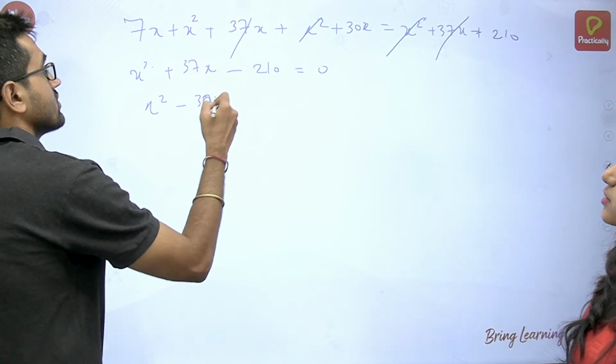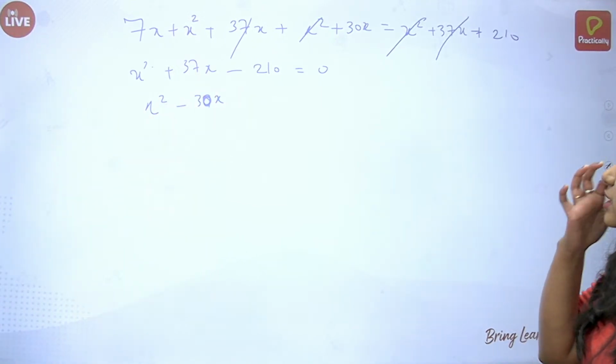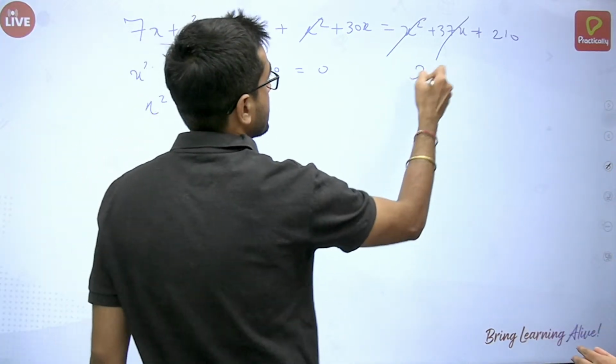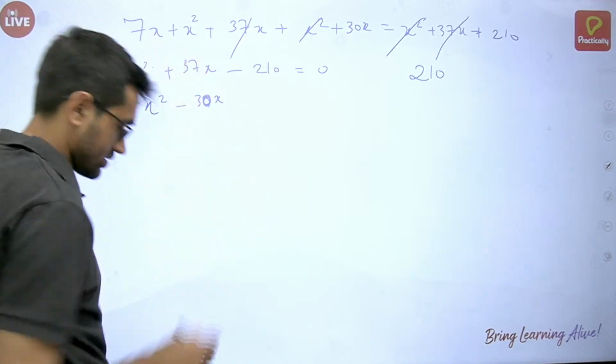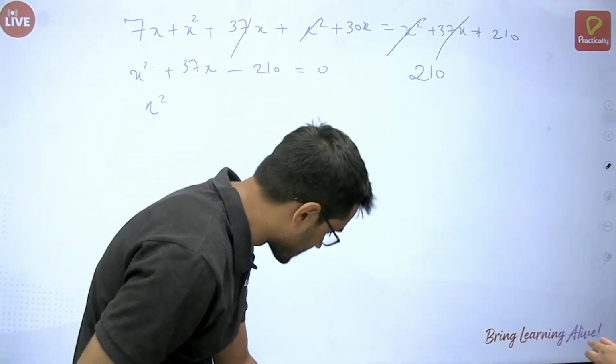Plus minus 30x. No, something is missing, right? Then it won't be 30 and 7. We have to find the factors. Then it won't be, right? Because it is minus and this is plus. Yeah, so we won't get 30 and 7. I wish it was that easy.